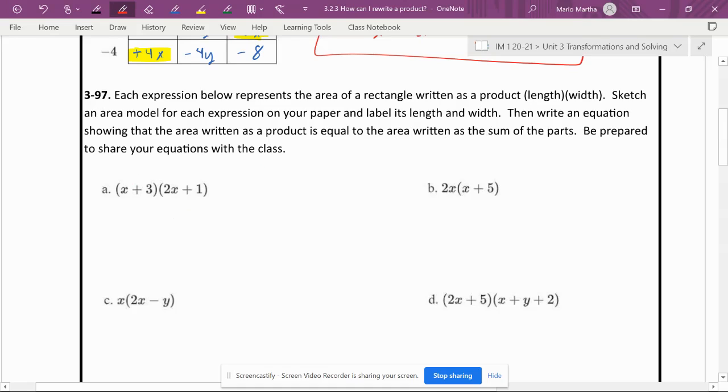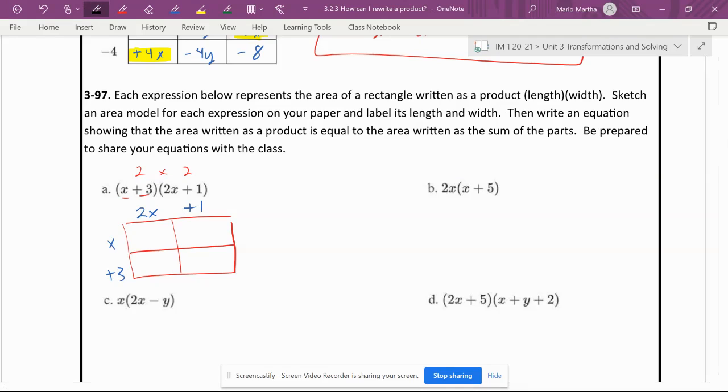Remember, this one has two terms in there, so this would be a 2 by 2 box. Again, it doesn't matter where you put x plus 3. You can put it here, on top, or at the bottom, as long as the inside part makes sense. So on top, I'm going to put 2x plus 1. And then I'm going to multiply all the interior parts.